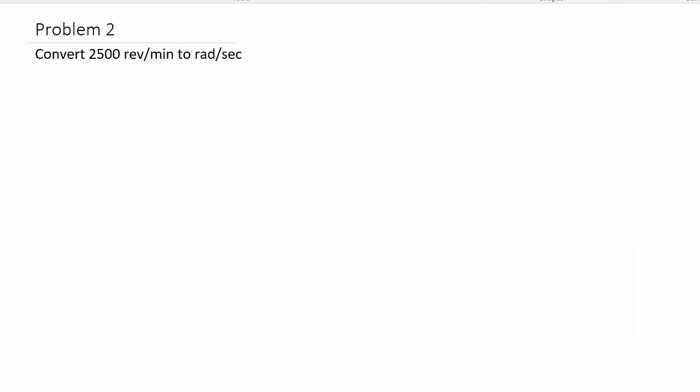We've got convert 2,500 revolutions per minute to radians per second. Alright, so let's write this out. We've got 2,500, and that's revolutions per minute. Up here we need radians, and down here we need seconds. We need radians per second. It doesn't matter, we can work on the revolutions and get it to radians, or we can work on the minutes. Let's just start with the revolutions first.